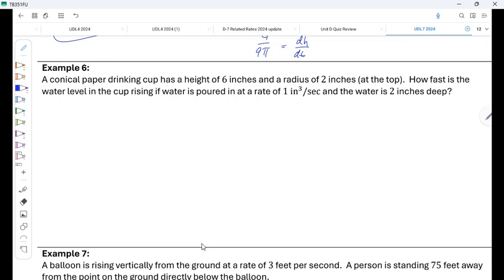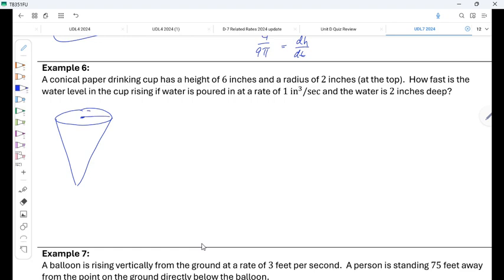So we have a paper drinking cup that has a height of 6 inches and a radius of 2 inches at the top. How fast is the water level in the cup rising if water is being poured in at a rate of 1 cubic inch per second and the water is 2 inches deep? So we have a cone instead of, that's not too bad, a cylinder.